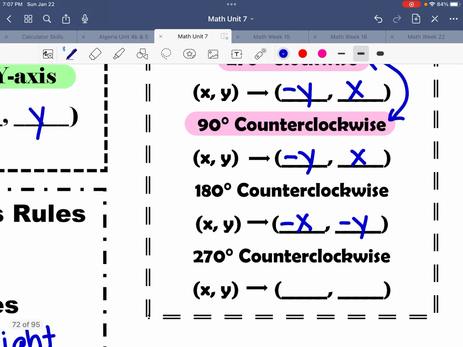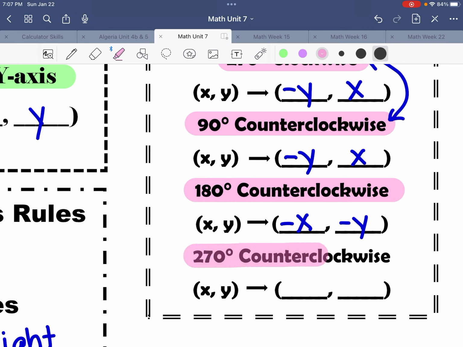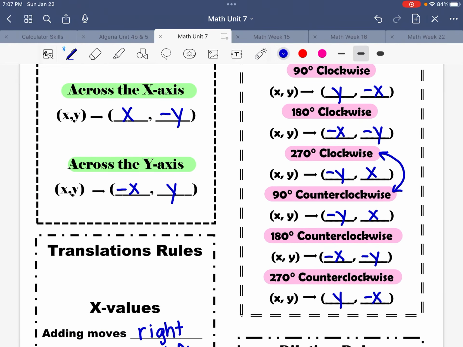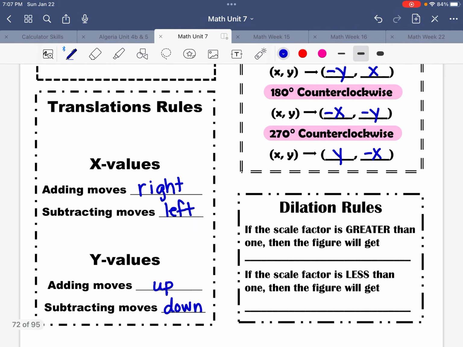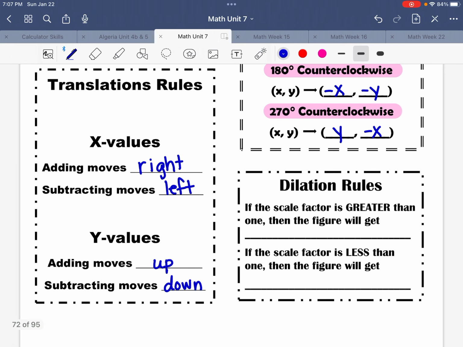And then finally, there's 270 clockwise... I forgot to highlight that, it bothers me. 270 clockwise is the same as 90-degree clockwise. It's (y, negative x). X and y flip places, and the x becomes negative. So technically there's only 3 rules to remember, as long as you remember which one is which. And then the last thing today are dilation rules.